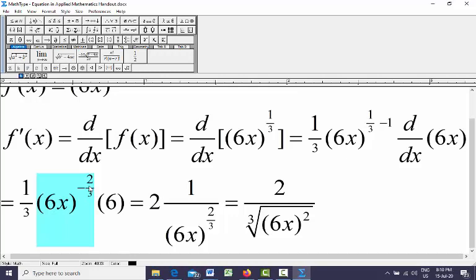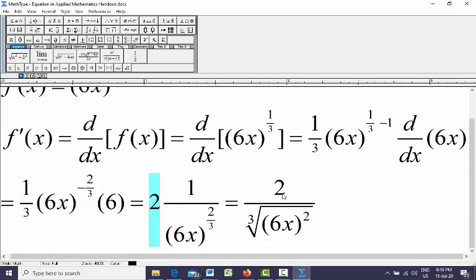You need to move the power along with the base. Here the base is 6x. You need to move the power along with the base to the denominator, except the minus sign. So this one, that means we have moved it into the denominator, and since we do not have anything in the numerator, we put 1 there.